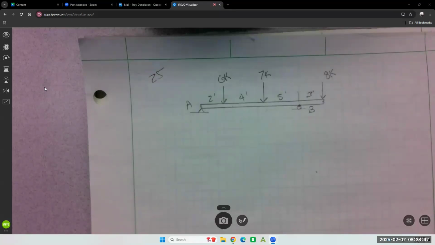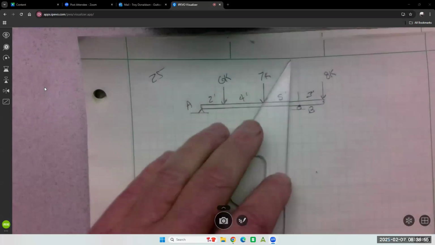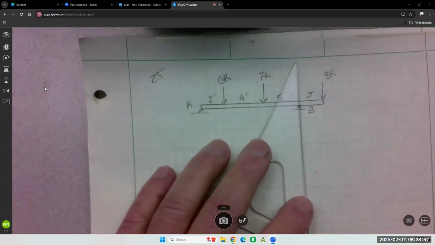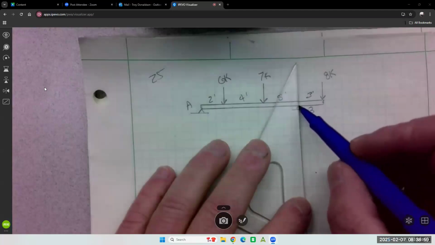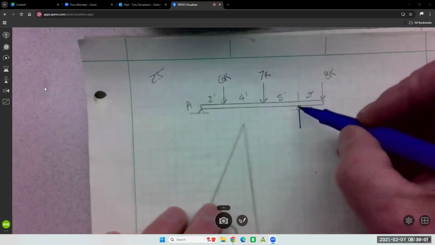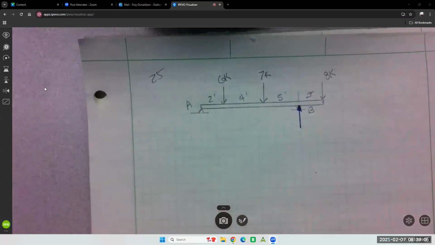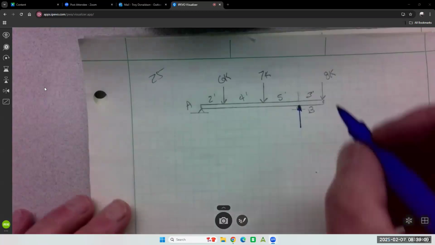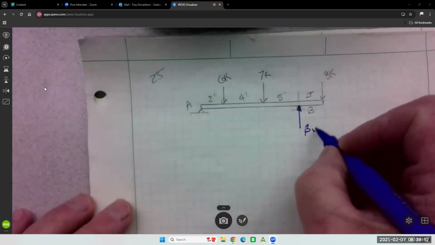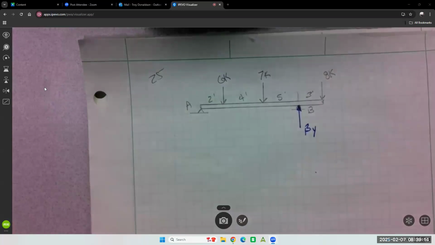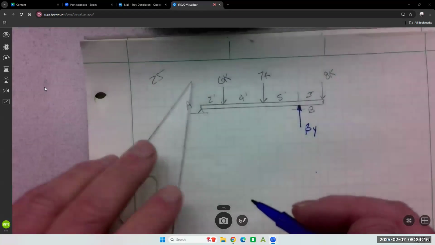Got it? All right, how many does a roller get? Roller, 1. Always perpendicular to the ground, removed at the roller and the contact. So roller gets 1, BY. How many does a pin get? 2.